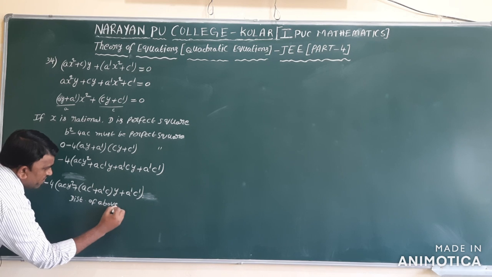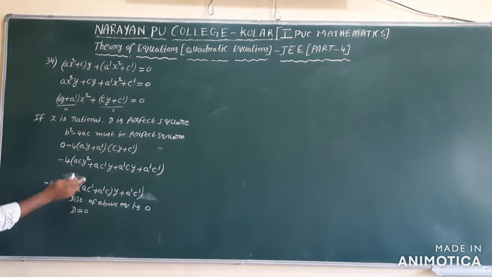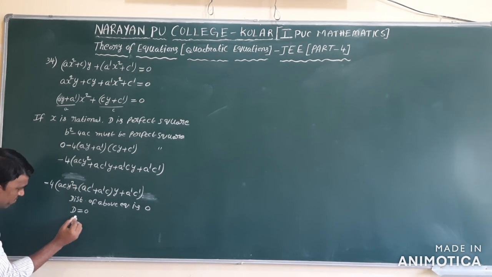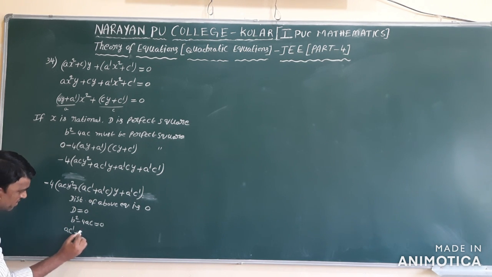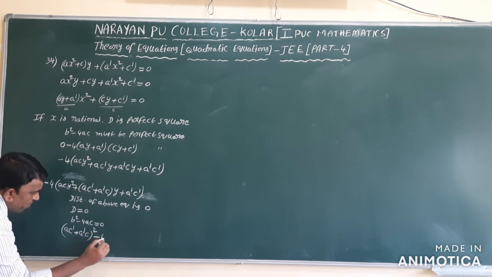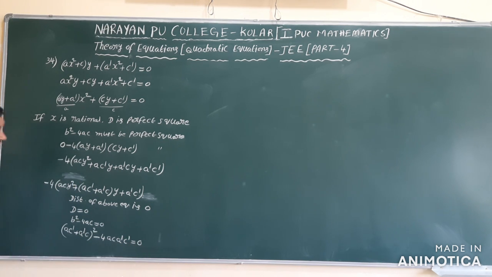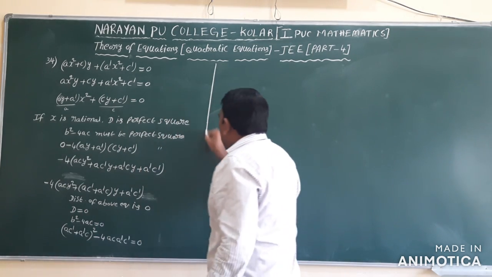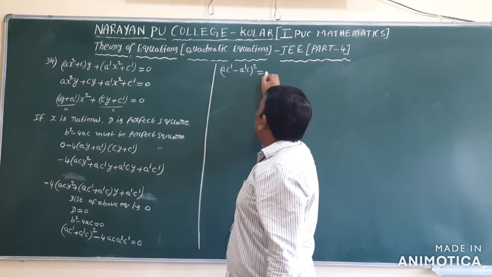The above equation is 0, so that is D equal to 0. Discriminant of this, b square minus 4ac equal to 0. What is b square? ac dash plus a dash c whole square minus 4ac and a dash c dash equal to 0. Observe this, it is in the form of a plus b whole square minus 4ab. The formula is a minus b whole square. So finally it is ac dash minus a dash c whole square is equal to 0.